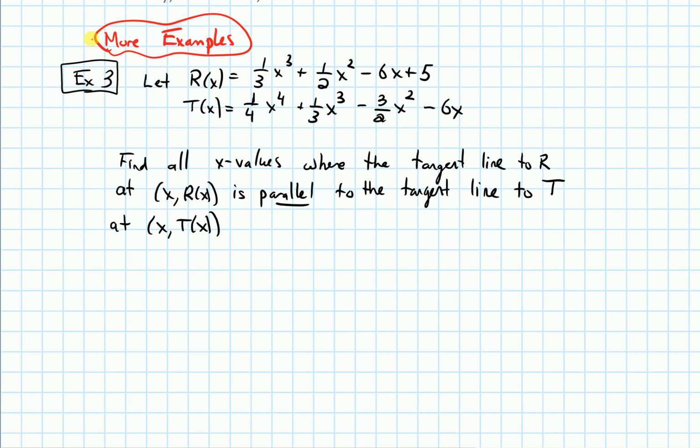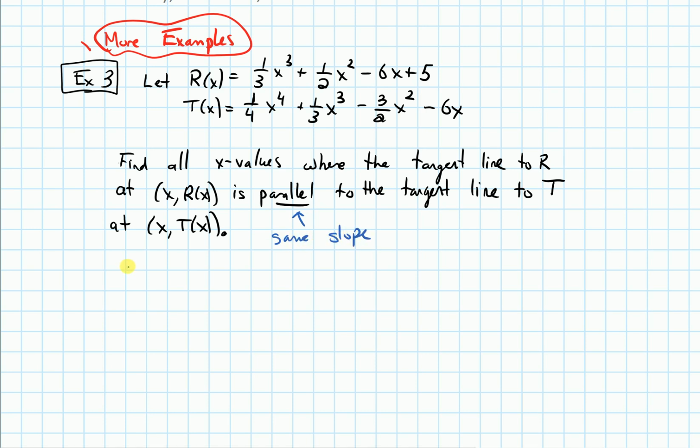In this video, we are going to do some more examples using the derivative rules. So we have these two functions, r of x and t of x, which are these two polynomials. And the problem is, find all x values where the tangent line to r at x comma r of x is parallel to the tangent line to t at x comma t of x. So if I want my tangent lines to be parallel, that means they should have the same slope.